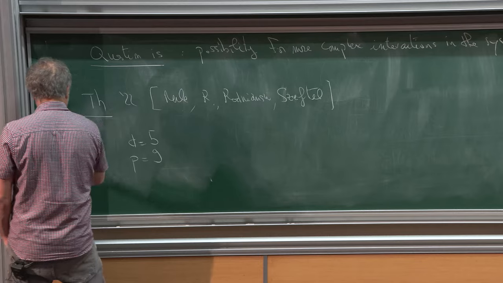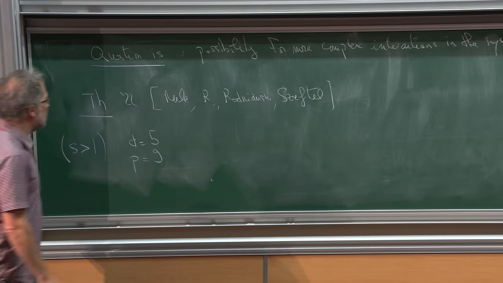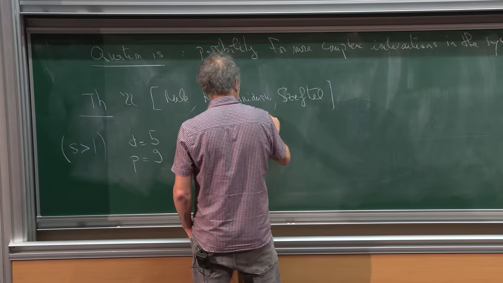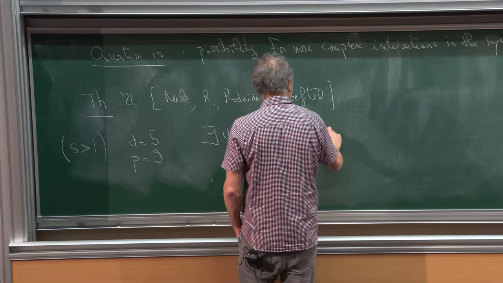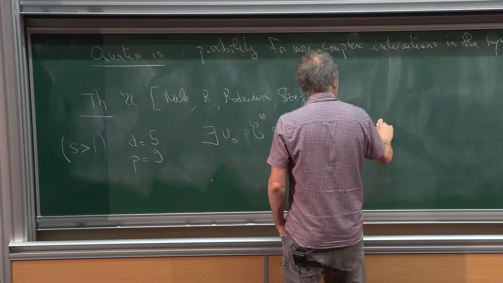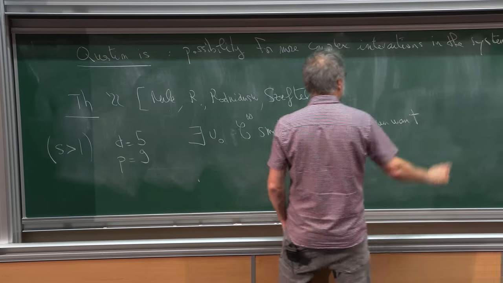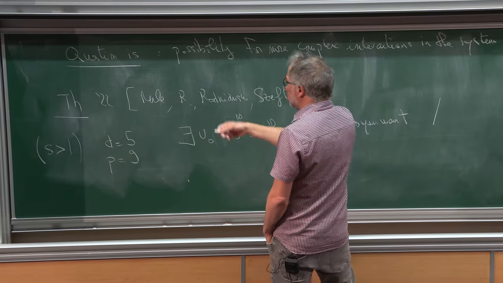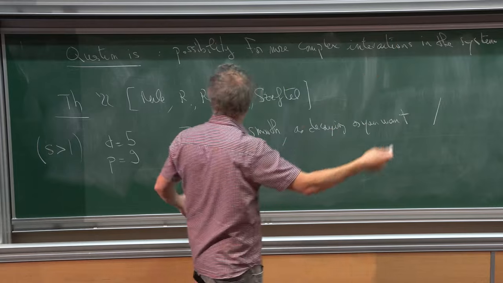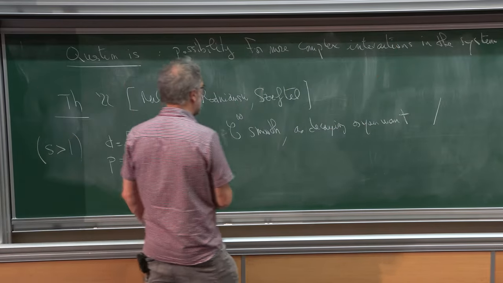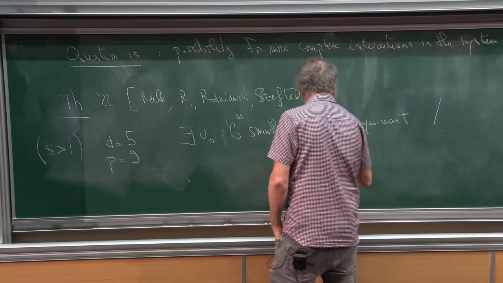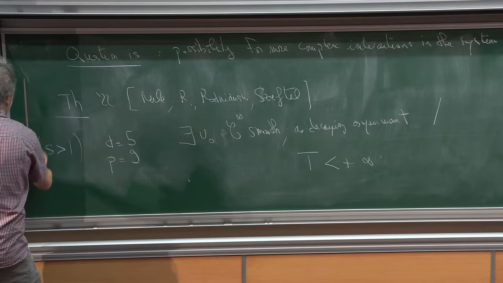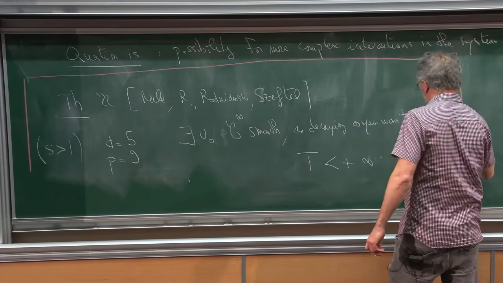so you do your algebra. This is indeed the case when S is bigger than 1. What we do is we construct a data which is C infinity smooth and as decaying as you want. Maybe don't ask me for compact support because it's going to be a mess, but you can make it decay such that the corresponding solution to NLS, which is a unique, strong solution, the one you get from regularity for obvious reasons, then the unique solution of your Cauchy problem will form a singularity.